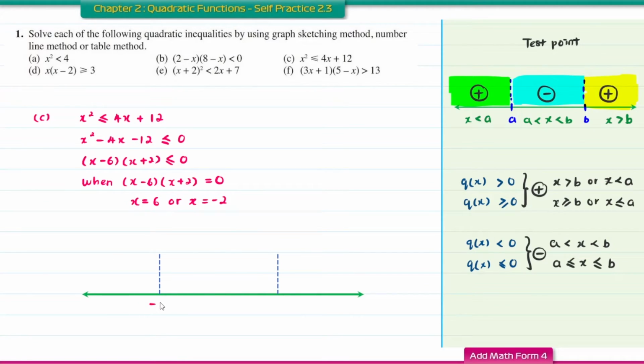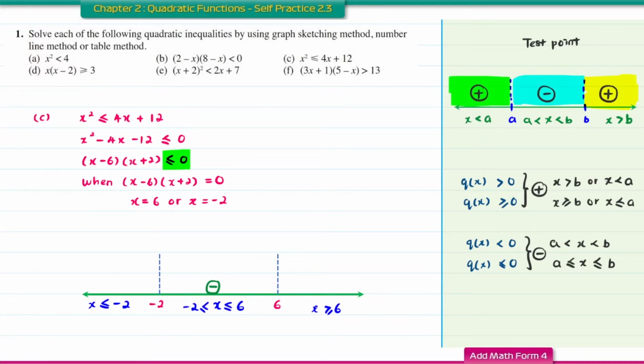So now this is the number line that I have. The negative 2 will be on the left and the 6 will be on the right. So for this region, this is x greater than 6. The middle part here is x greater than or equal to negative 2 but less than or equal to 6. So this one will be equal here. And for this part will be x less than or equal to negative 2. As this quadratic inequality is less than or equal to 0, therefore the solution will be on the negative part on our number line, which is here.